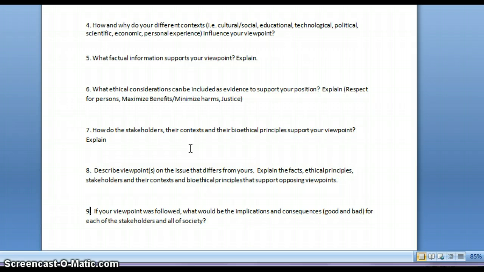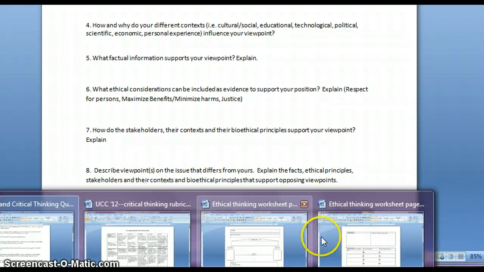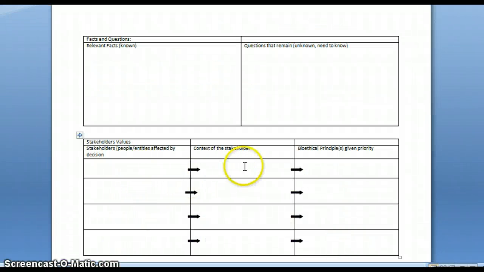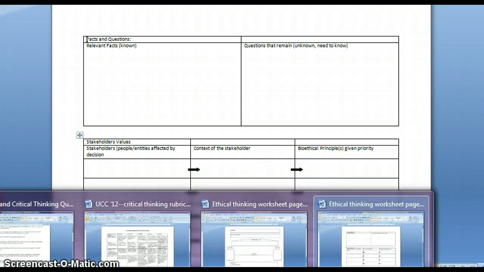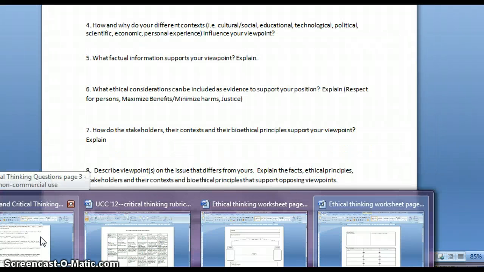In question 7, you're going to look at the stakeholders, their context, and their bioethical principles that support your viewpoint. So, again, you look at the back page of the sheet, and we listed the important stakeholders. Which one of those stakeholders influenced your viewpoint? How does their context influence your viewpoint? And how do their bioethical principles influence your viewpoint? So you're looking at specific stakeholders that support your viewpoint, but you have to discuss the context of the stakeholder so it's clear to me why that stakeholder influenced your viewpoint and what bioethical principle that stakeholder has. How did that influence your viewpoint? So you need to look at the important stakeholders and how their situation influenced your viewpoint.